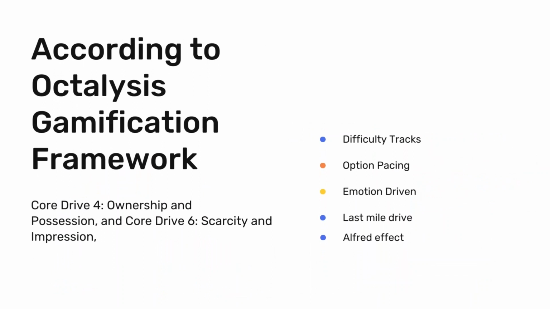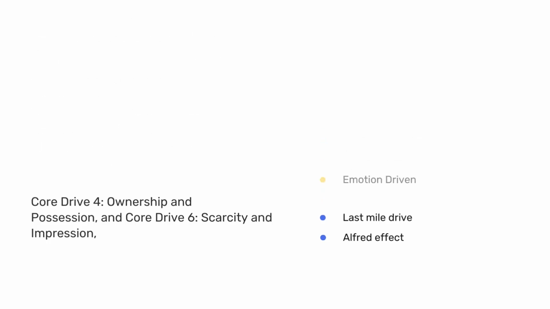According to the Octalysis gamification framework, the plugin has incorporated Core Drive 4, ownership and possession, and Core Drive 6, scarcity and impatience. The different elements that these core drives touch on are difficulty tracks, option pacing, emotion driven, last mile drive, and Endowed effect.